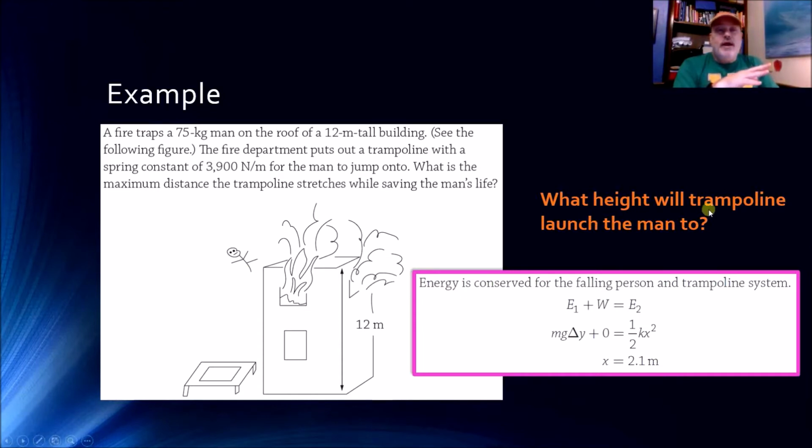Now, what height will the trampoline launch the man to? Because this is a spring, now he has all this spring potential energy after he's stretched the trampoline. Well, that energy will just turn right back into potential, right? And launch the person back up to the original height. This is why we don't use a trampoline to save people when they jump out of a building. We use something that won't snap back, that will turn that energy into heat, dissipate the energy. Okay? That's why they catch them in a blanket or something.